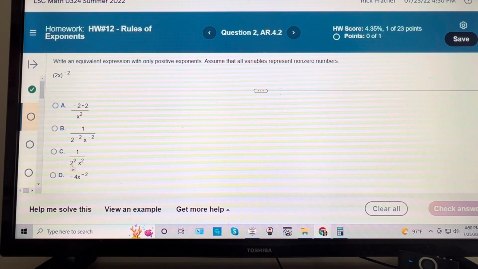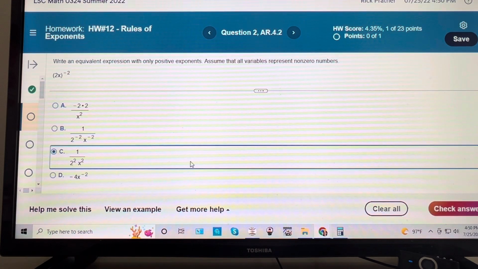Or they just left it like that just to show what's happening. So it's 1 over, and the 2 gets squared. You could write a 4 for that, and then x squared. It would be more simple if they put a 4 for that, but I think they want to show exactly what's actually happening to that thing.